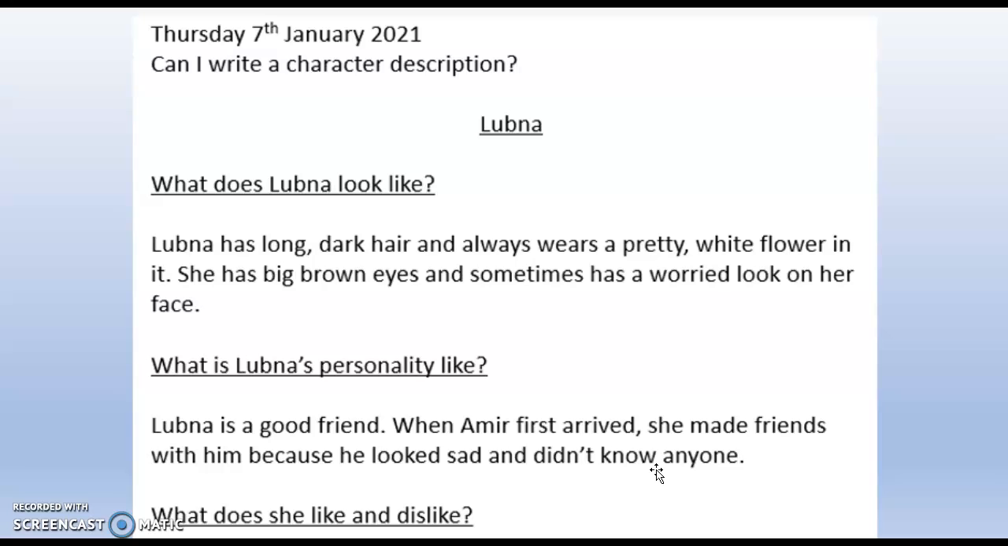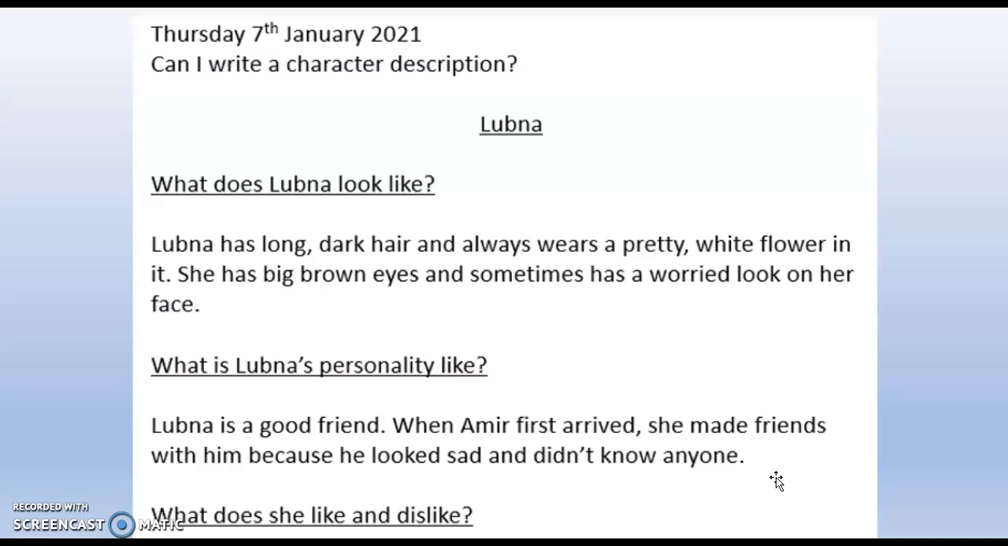So, Lubna is a good friend. When Amia first arrived, she made friends with him because he looked sad and didn't know anyone. So, again, I have used different sentence openers. I've got Lubna here and then I've started off with when. I've also used the word because. I didn't just say that she made friends with him. I've said why she's made friends with him. Okay. And then again, there's lots of different things you can describe about Lubna's personality.